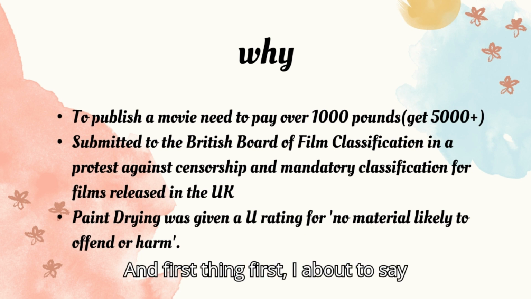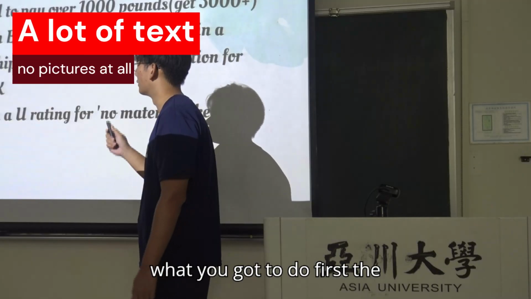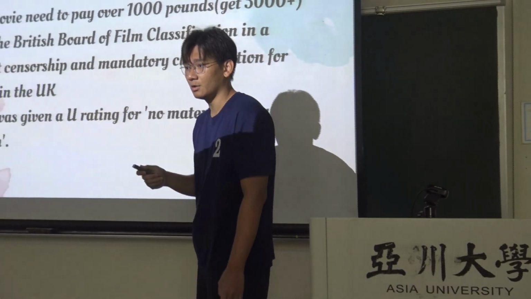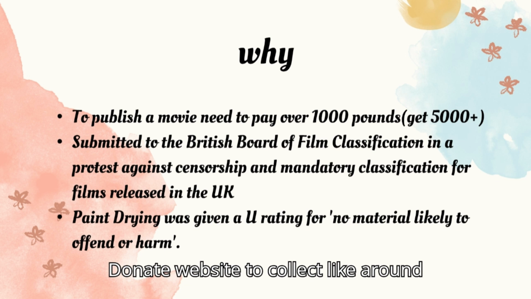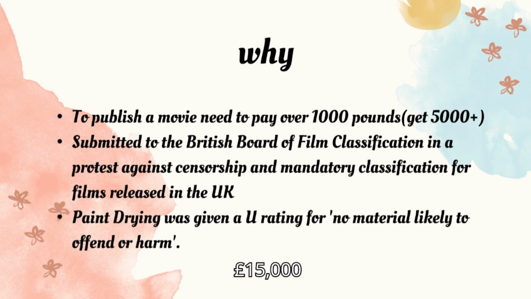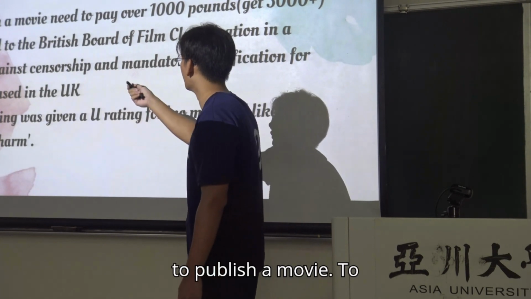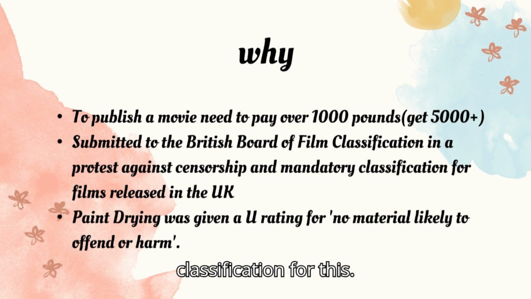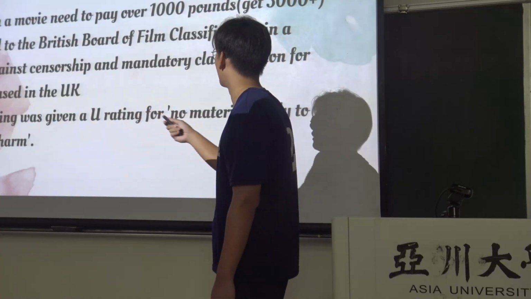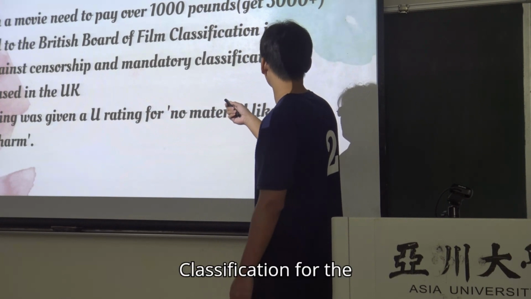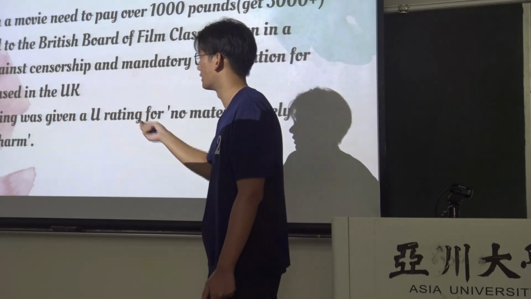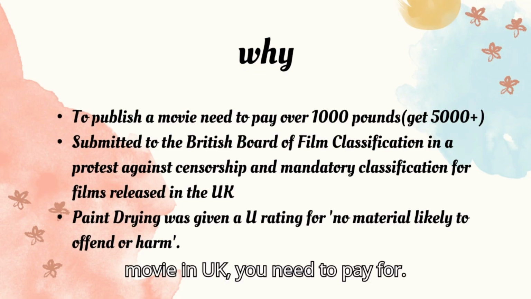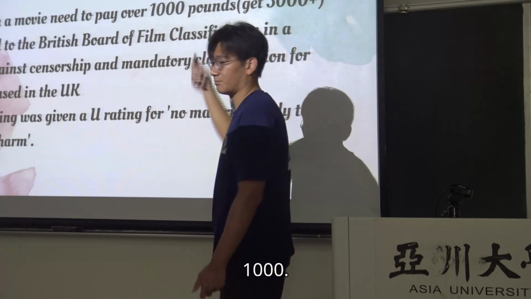First things first, I am going to say what he did. First, he went to a donation website to collect around 15,000 pounds to submit a movie to the British Board of Film Classification, in protest against censorship and mandatory classification for films released in the UK. Because if you want to publish a movie in the UK, you need to pay over £1,000.